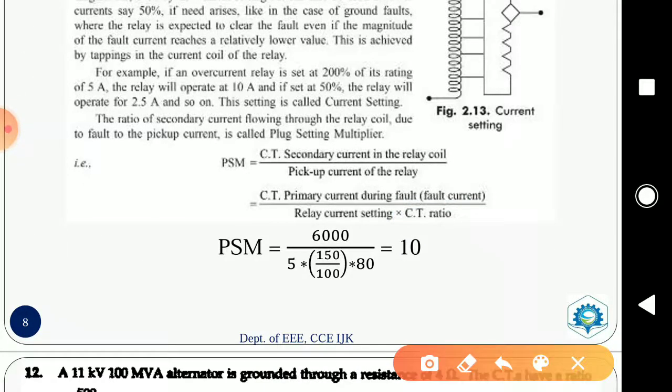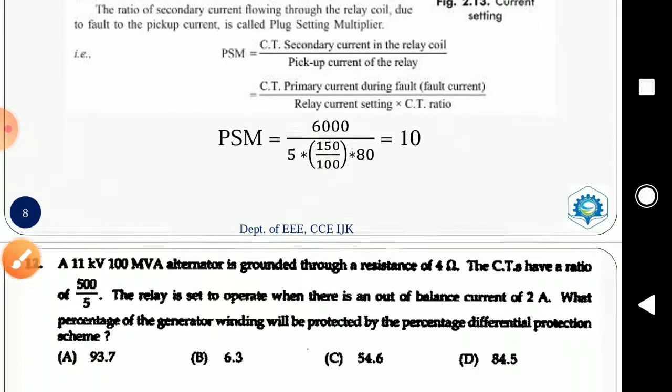Now, with the parameters given in the question, you cannot use the first equation, so you will check the second equation. It is the CT primary current during fault divided by the relay current setting times the CT ratio. So relay current setting, we already told, is 150% of 5 amperes, that is 7.5, and the remaining parameters have already been given. So you can substitute the values and get the final answer.